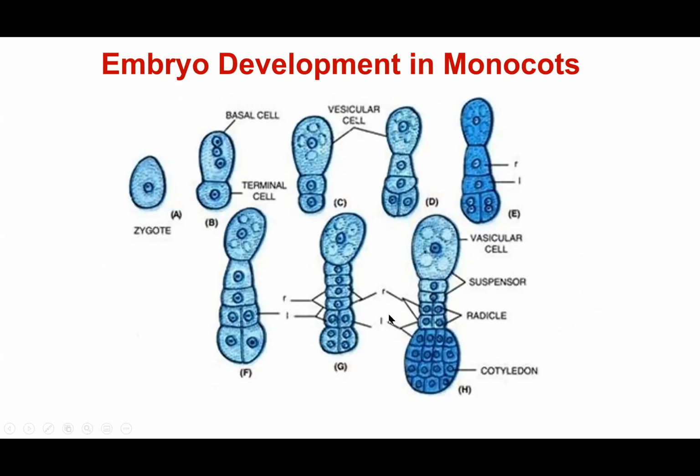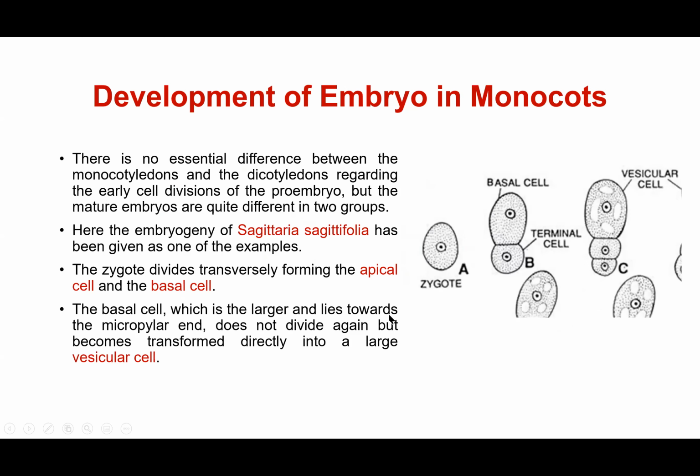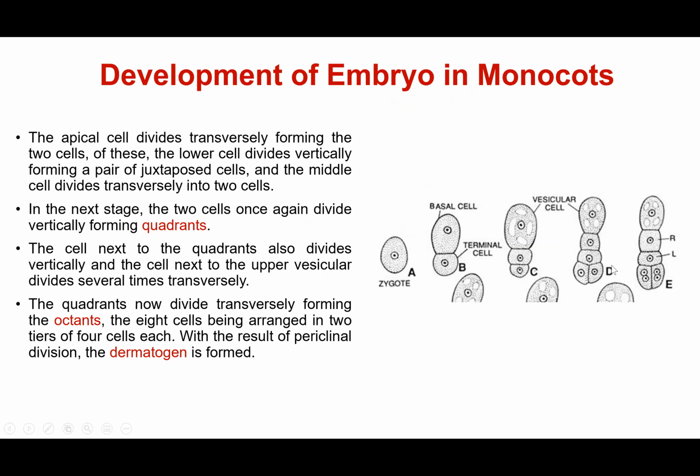So what you have to remember in monocots is a little confusing, but you have to be clear with a few of the steps. The main difference is that your basal cell does not divide, it directly transforms into a vesicular cell. The apical cell divides to form 2 cells, and then it divides to form a quadrant stage and then an octant stage.